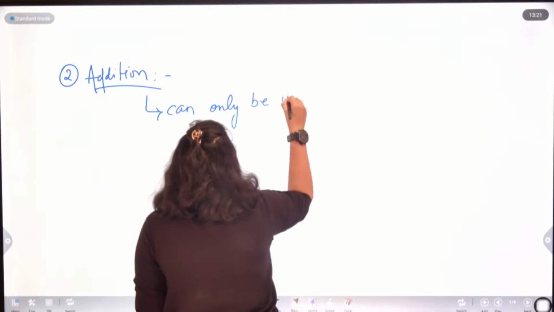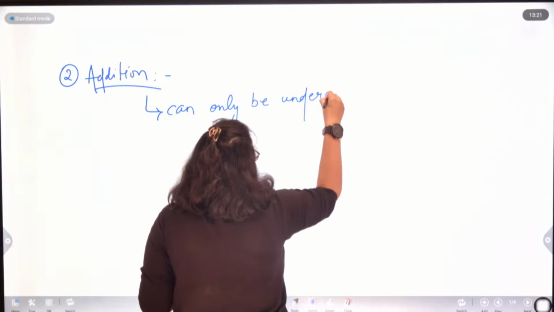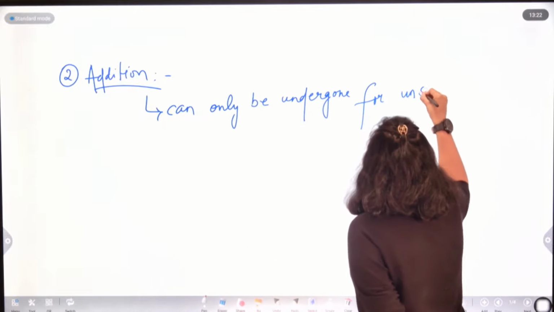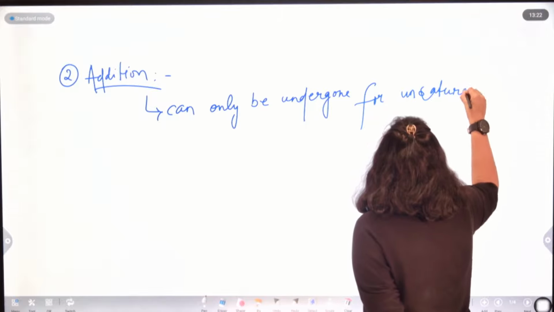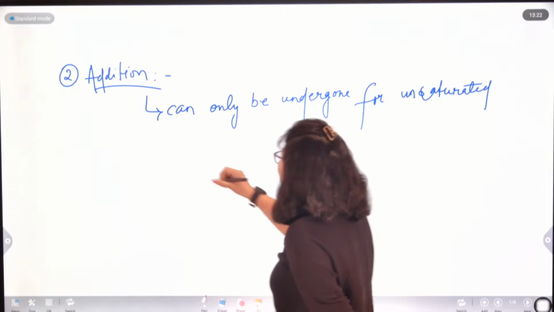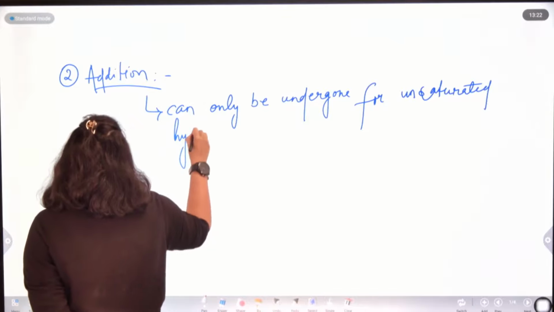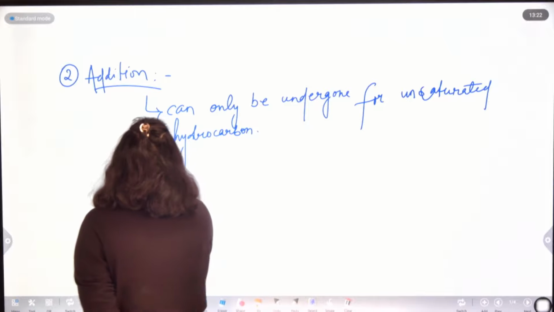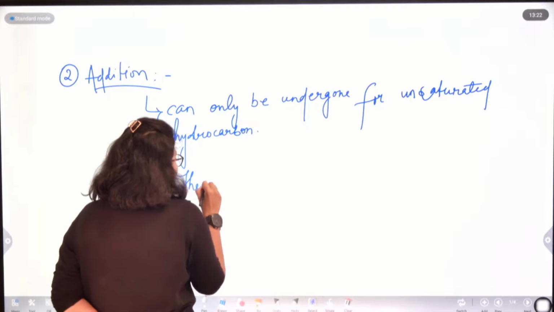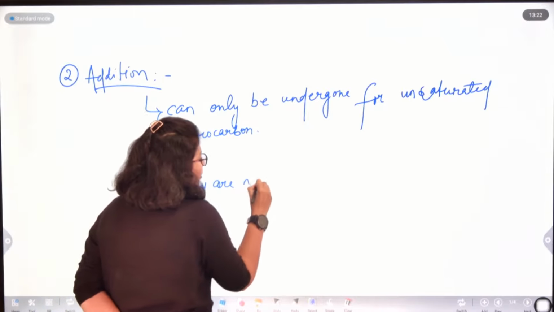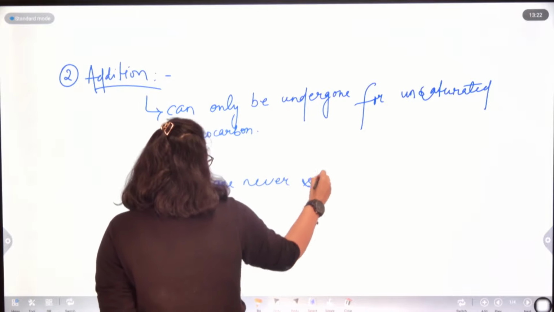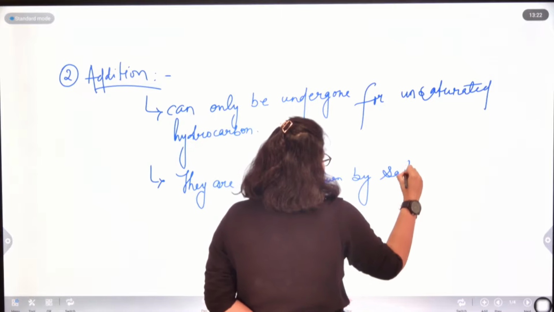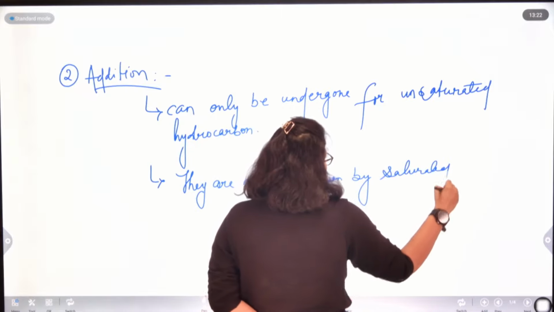be undergone by unsaturated hydrocarbons. They are never shown by saturated hydrocarbons.